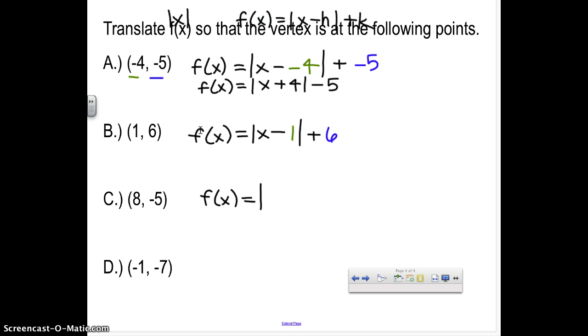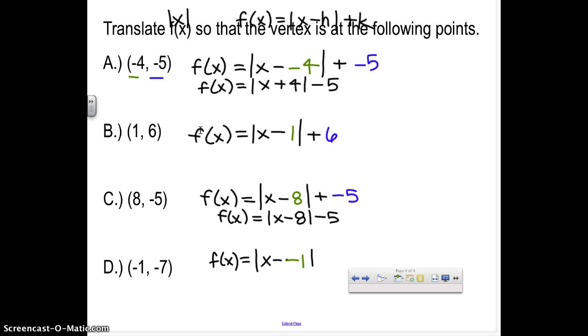F of x equals the absolute value of x minus h, h is 8. X minus 8 plus k. K is -5. Okay? So we are translating everything based on this information from the ordered pair. And of course we could clean this one up a little bit and change this to a -5. Okay? And then in this last one, f of x equals x minus -1 plus -7. What's h? What's k? Equals the absolute value of x plus 1 minus 7. Check it. How did you do translating?